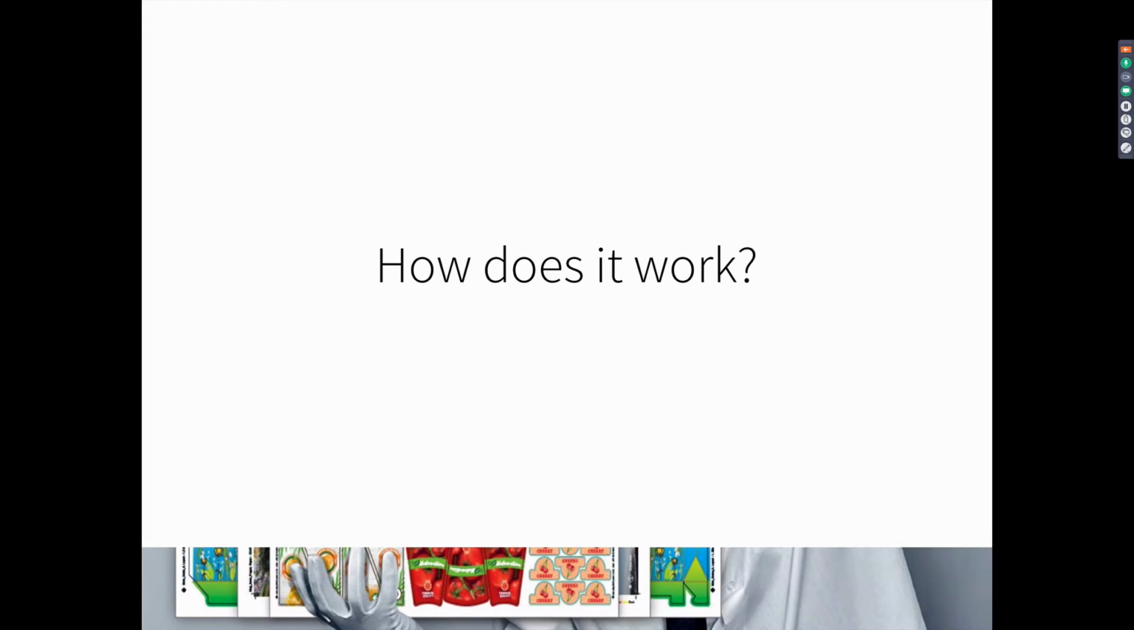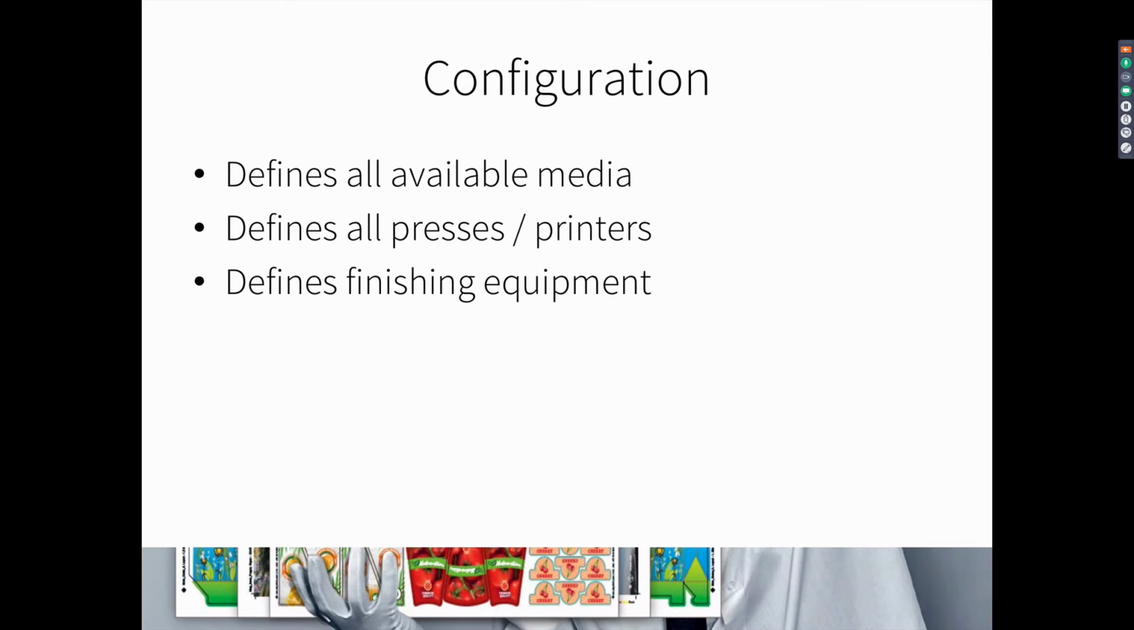So how does it work? And I will not spend too much time here because I want to show you these things in the imposition application itself, of course, but very briefly, the first step is always making sure you have a correct configuration. And in that configuration is where you define all the available media that you have, where you define the presses or printers that you have, and where you set up your finishing equipment. And for all of these categories, you will typically define technical parameters and costing parameters.